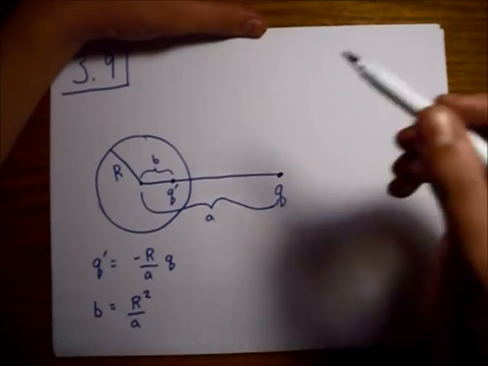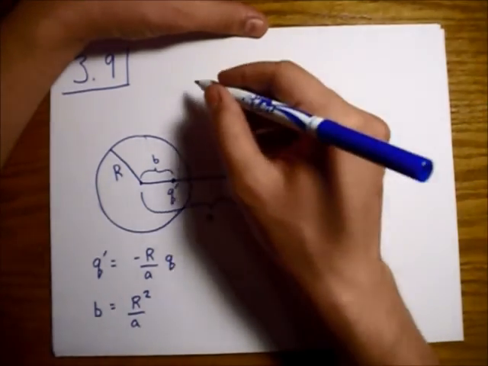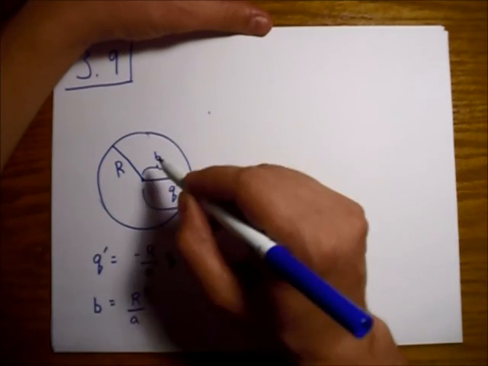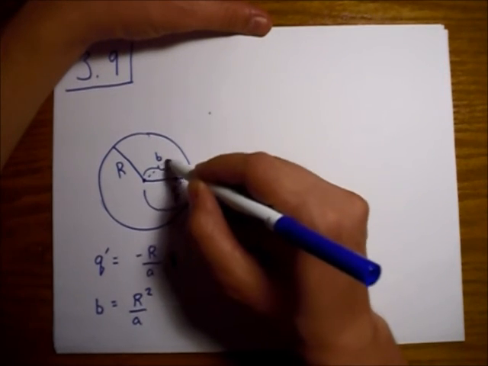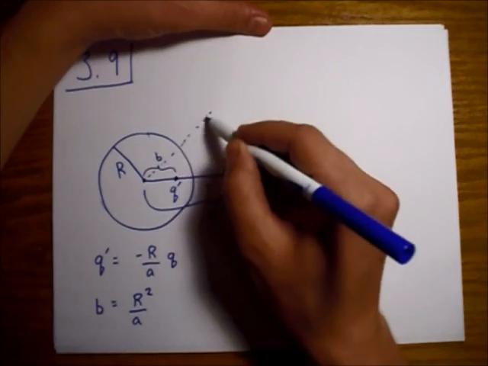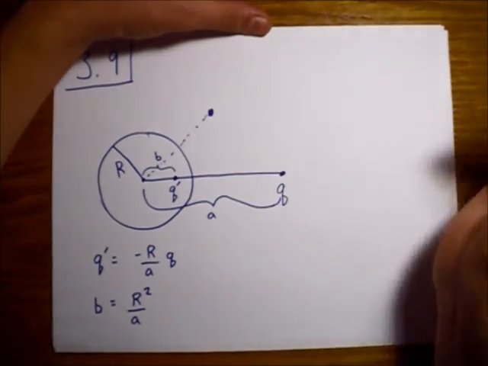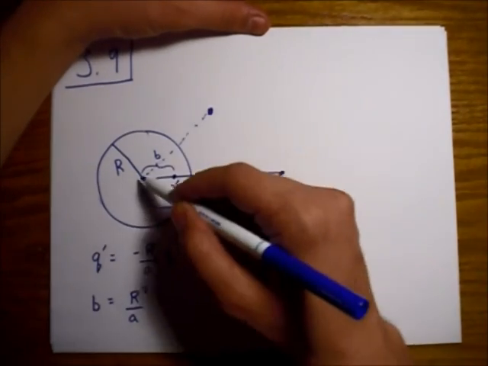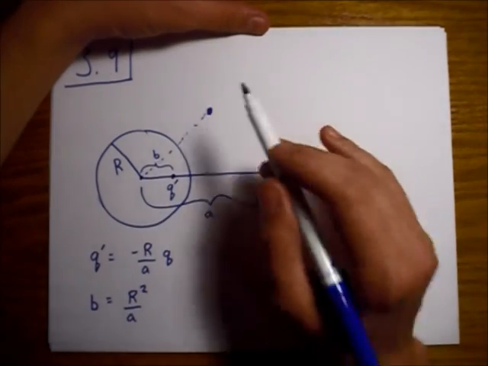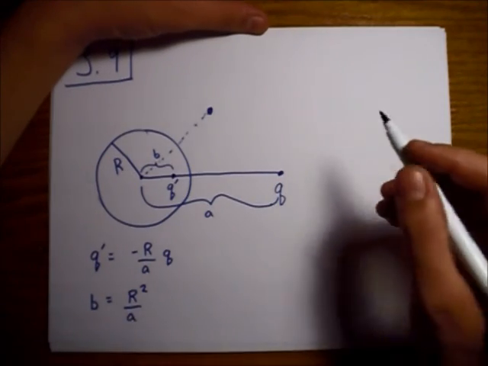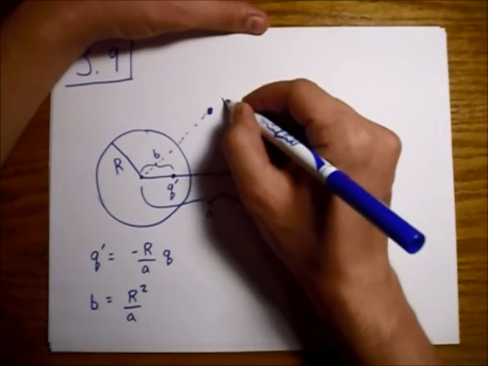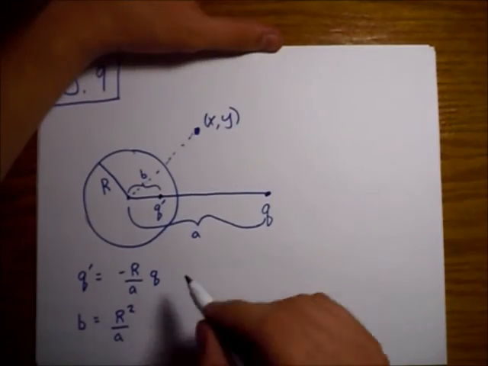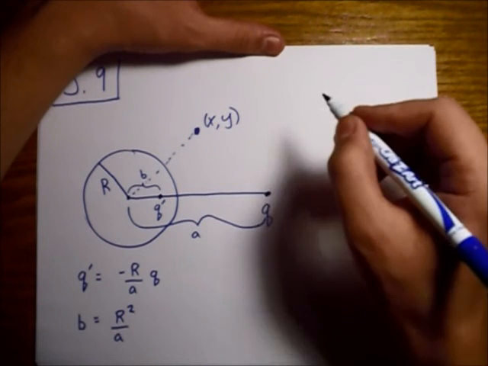So I'm just going to pick a point out here, and draw a little displacement out here from the center of the shell. All right, so I'll just use Cartesian coordinates. So this is just going to be a point x, y. And let's just look at the potential.